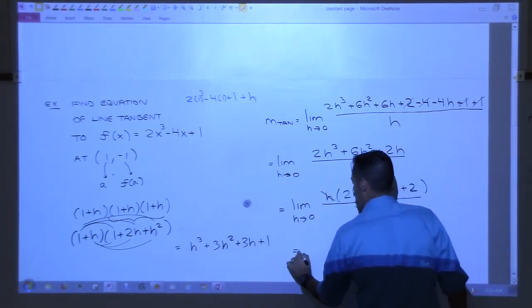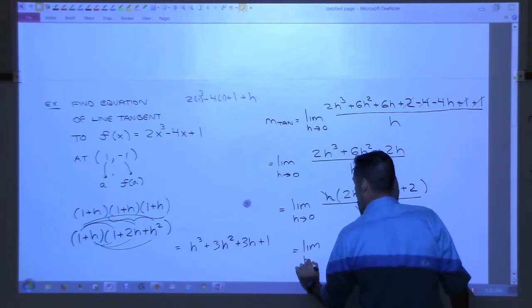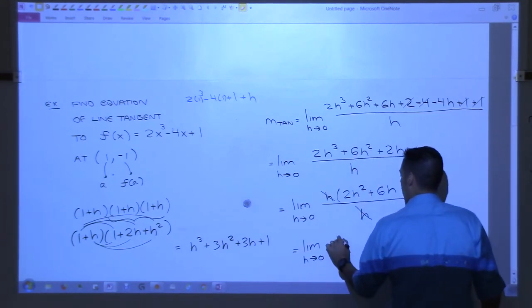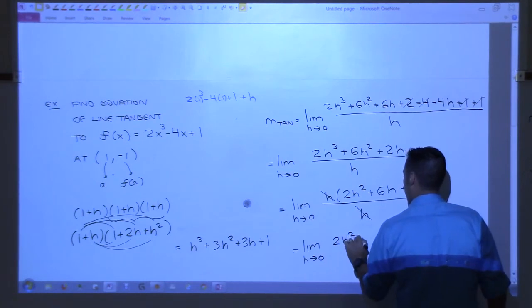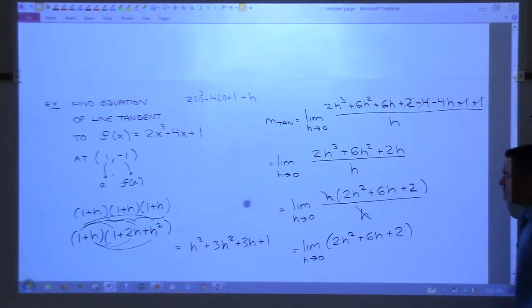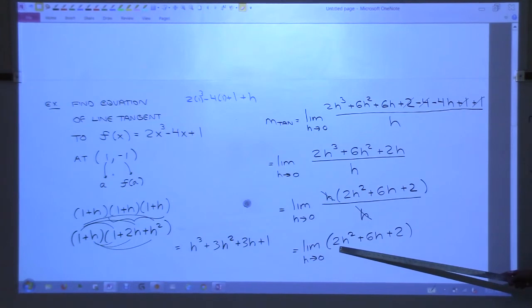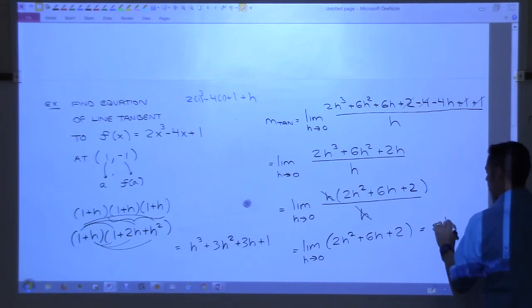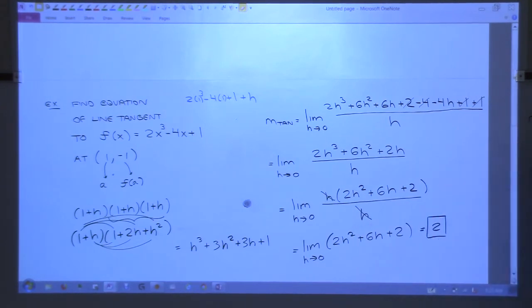One more line, and then I'm ready to take the limit. Limit, h goes to 0, and I have 2h squared plus 6h plus 2, right? And now at this point, if I let h go to 0, notice that this gets killed off, but I still have the 2, right? So my answer is 2. And that means the slope of the tangent line at that point is 2.